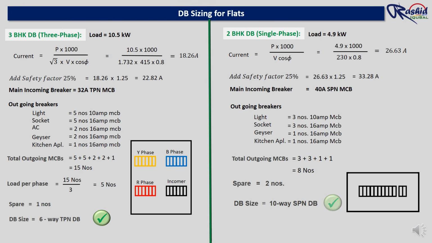Now it's time to calculate the SMDB. This is called the sub-main distribution board. Each floor has 6 flats with a total load of 46.2 kilowatt. This is the demand load. Now we will calculate the sub-main distribution board size for each floor. So the voltage is 415. Power factor we considered 0.8. Now we calculate the current rating.